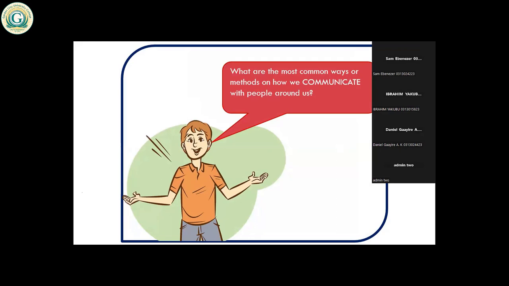So what are the most common ways or methods on how we communicate with people around us? What are the most common ways or methods? Hello, people, are you there? Okay, sister, so I'm asking a question. If somebody can answer, what are the most common ways or methods on how we communicate with people around us? The modes of communication. Verbal communication. Okay.